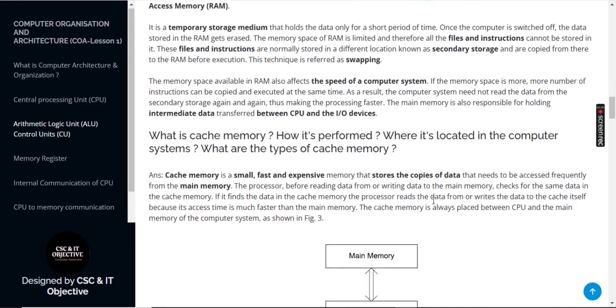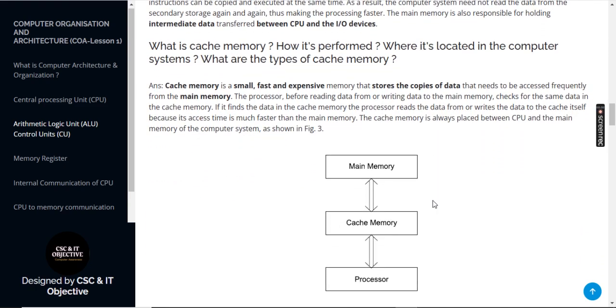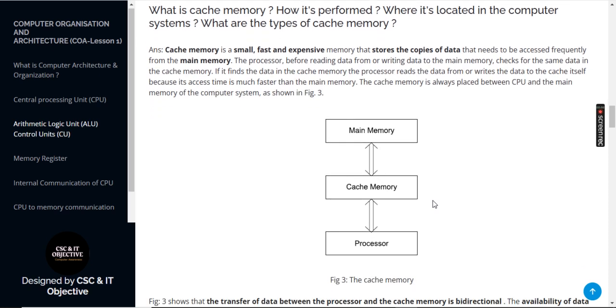What is cache memory and how is it performed? Where is it located in the computer system? What are the types of cache memory? Cache memory is a small, fast, and expensive memory that stores copies of data that need to be accessed frequently from the memory. The processor, before reading data from or writing data to the main memory, checks for the same data in the cache memory.